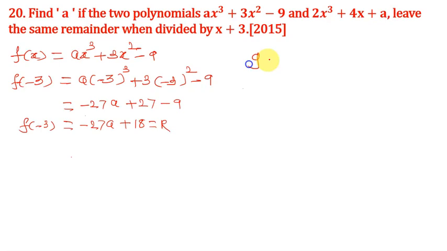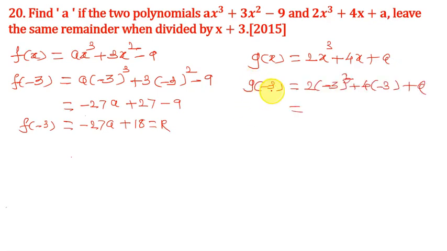What about the second? The second polynomial is g of x, which is equal to 2x cube plus 4x plus a. Again, x is replaced by minus 3. That is 2 into minus 3 cube plus 4 into minus 3 plus a. Minus 3 cube is minus 27, into 2, that is minus 54, minus 12 and plus a. Okay, and here is minus 66 plus a. This is g of minus 3.